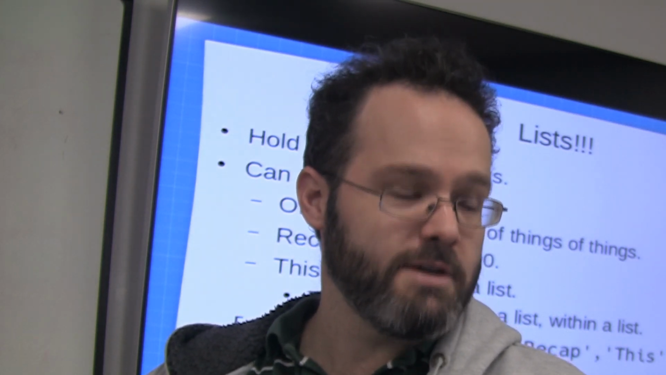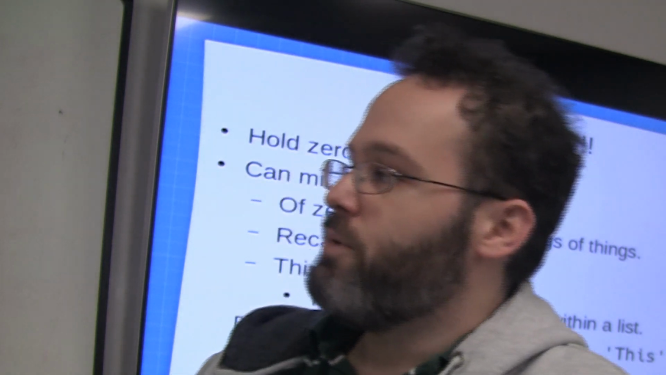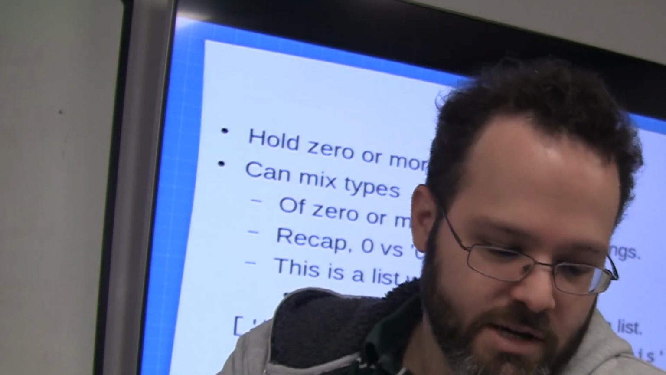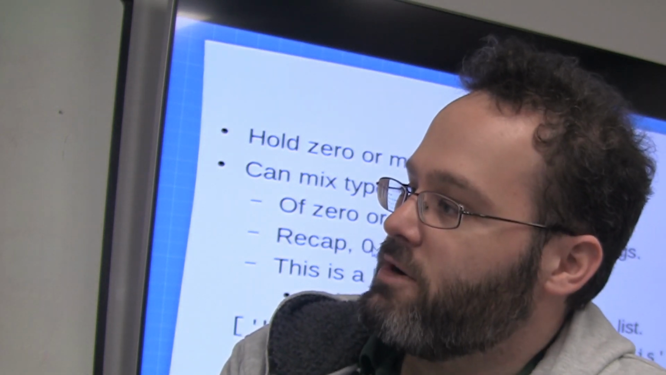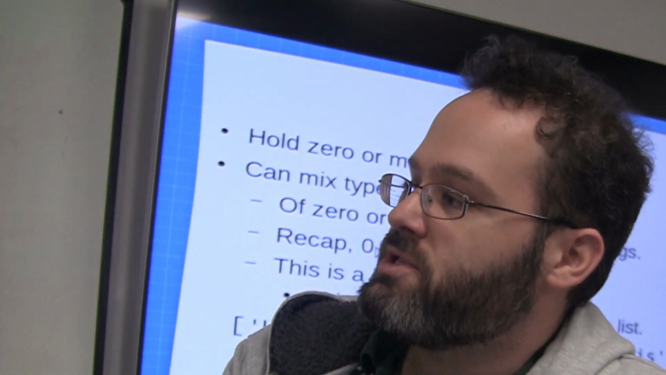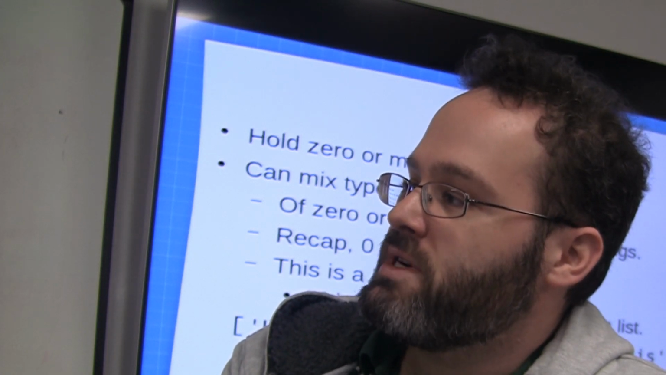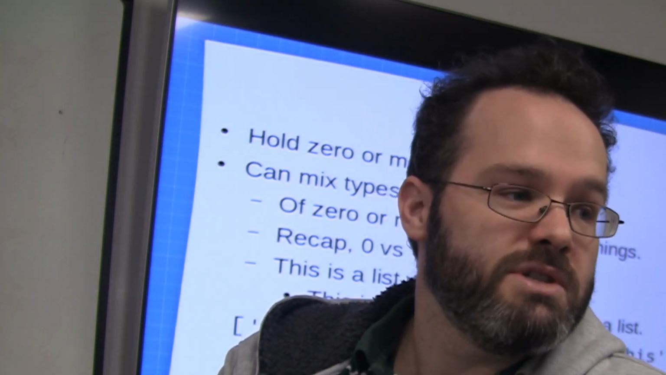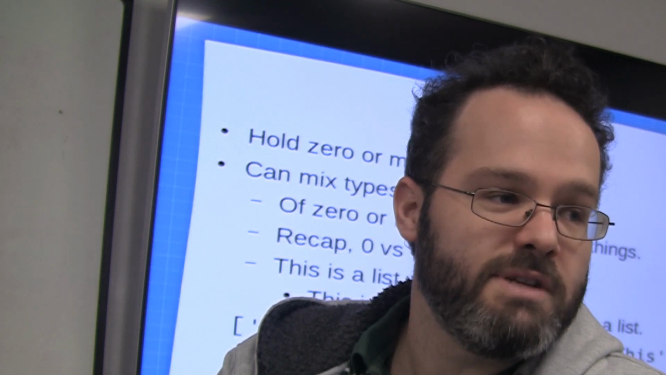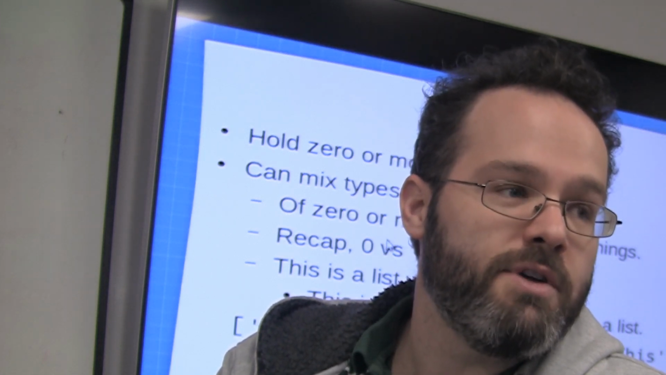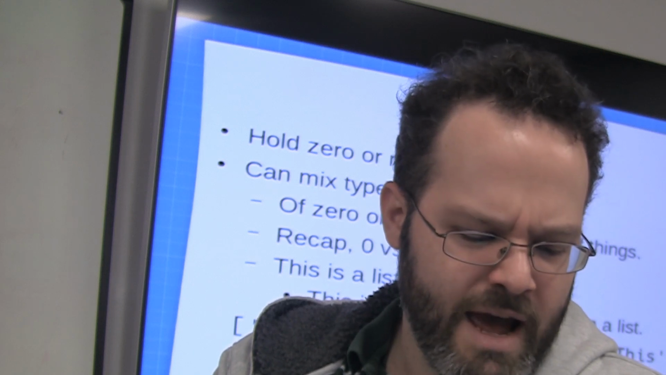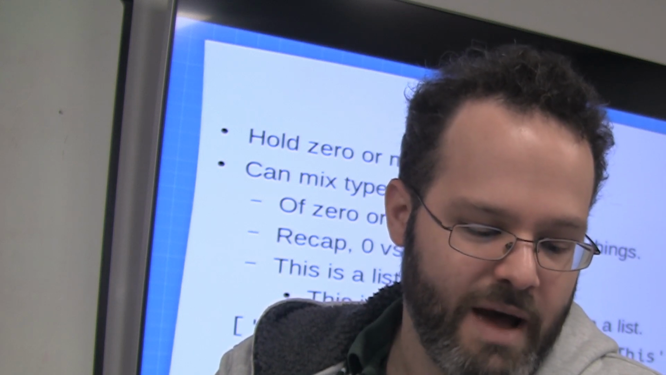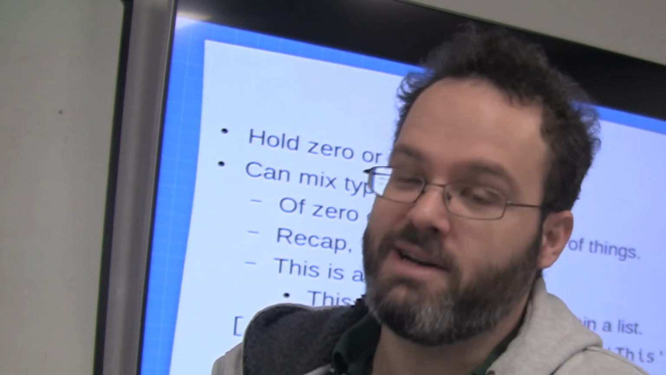A list is 0 or more things, so both of those are there. We talked about how we have 0 in the very first class. We have the integer 0, the string 0, and the float 0.0. Those are 3 different types, and you can store all 3 of them in the same list. We can also have lists within a list within a list.